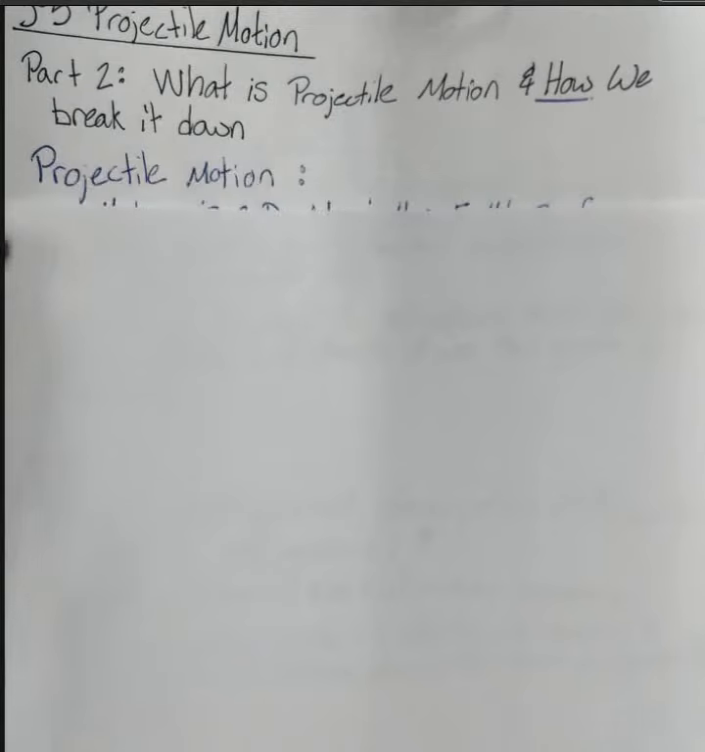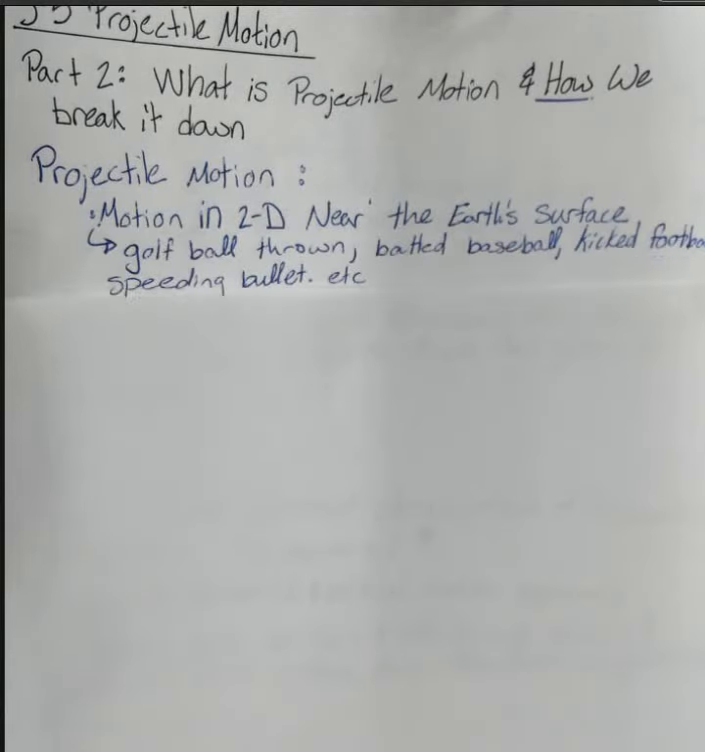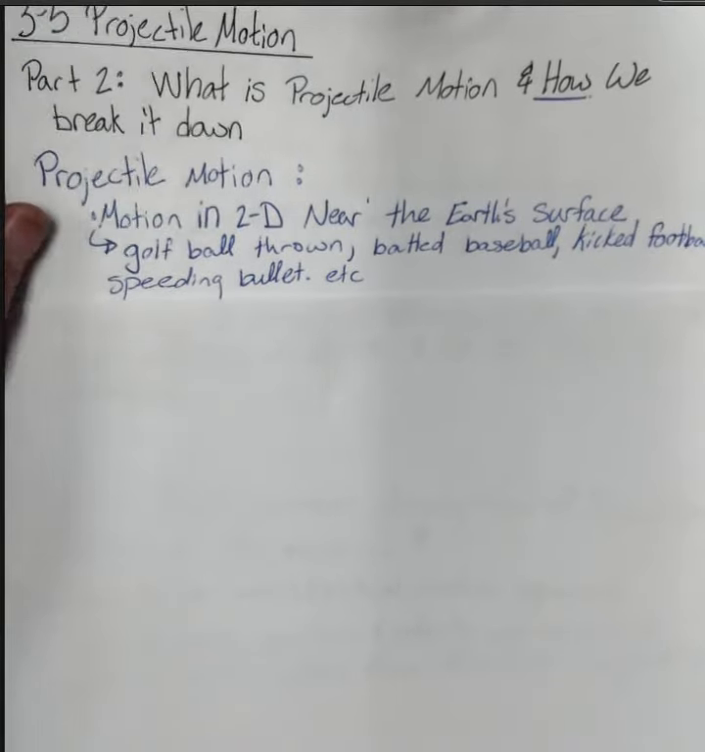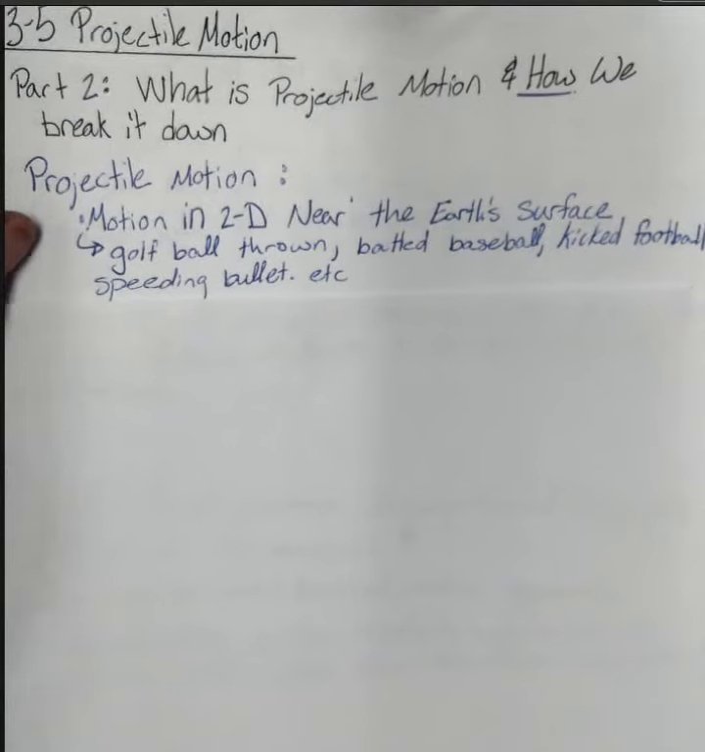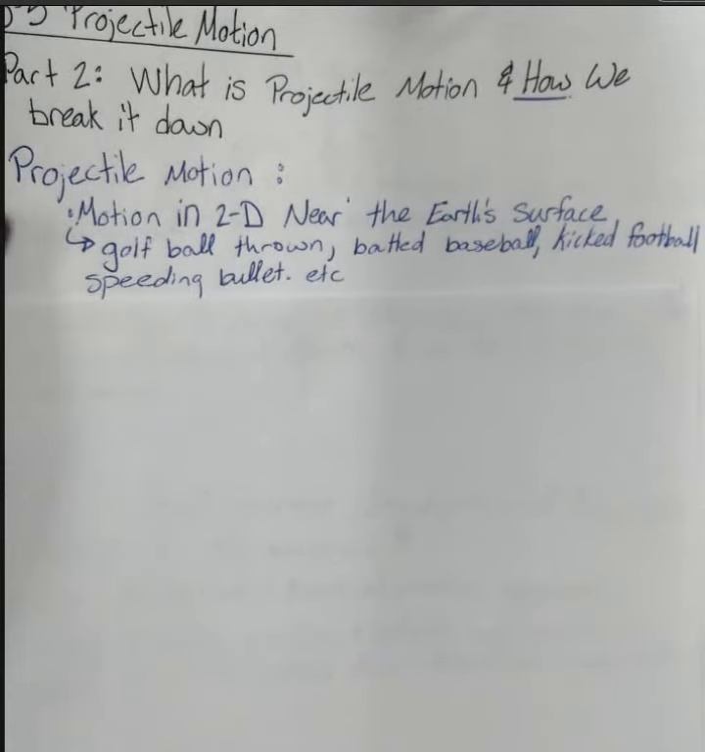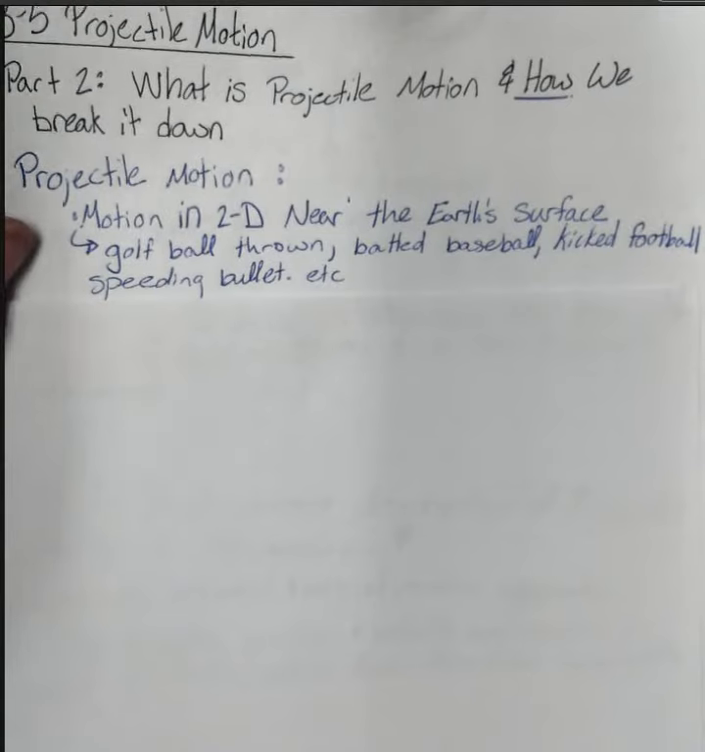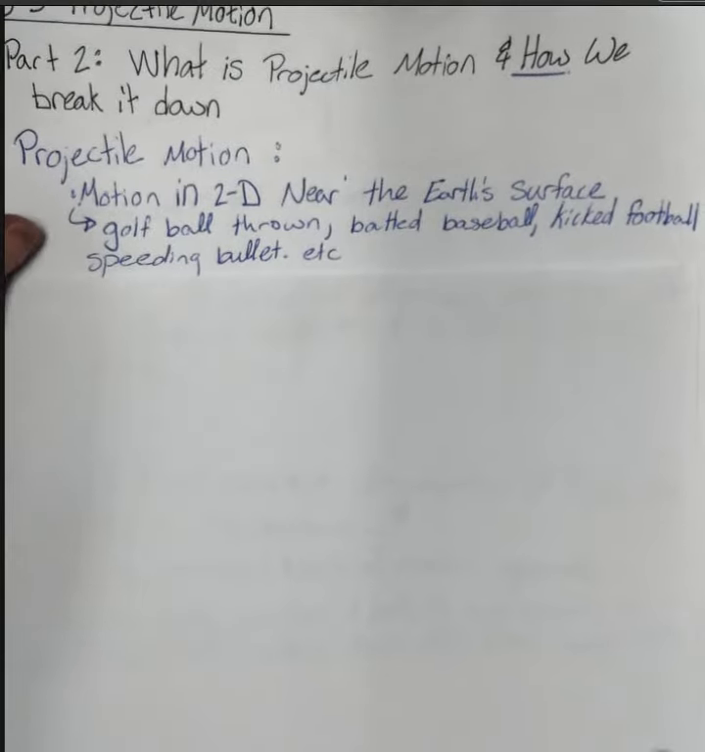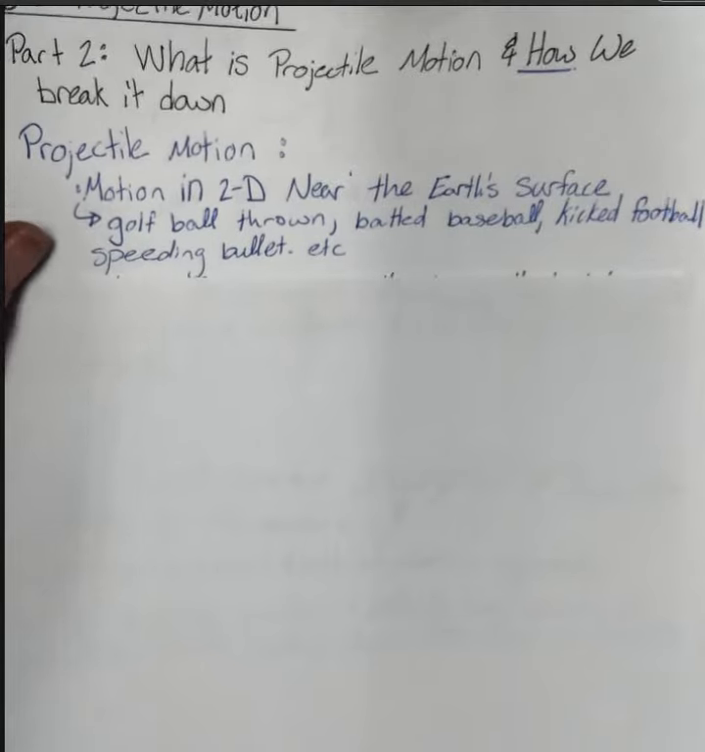First thing that we're going to take a look at is the definition of projectile motion. So projectile motion is just motion in two dimensions near the Earth's surface. You can consider somebody throwing a golf ball, batting a baseball, kicking a football, a speeding bullet. All of these are objects traveling through the air in a horizontal direction, but we know because they're in free fall they're going to hit the ground. We took a look on Tuesday at an example of projectile motion with our cannon.